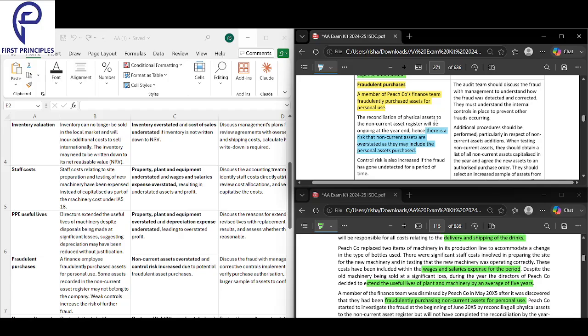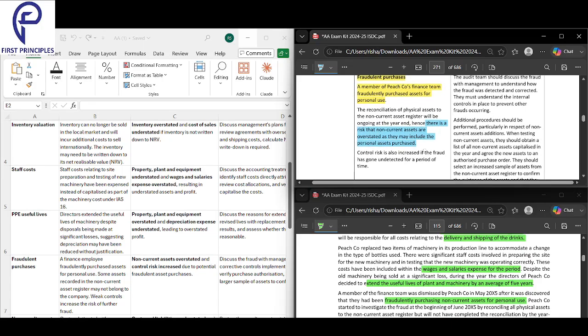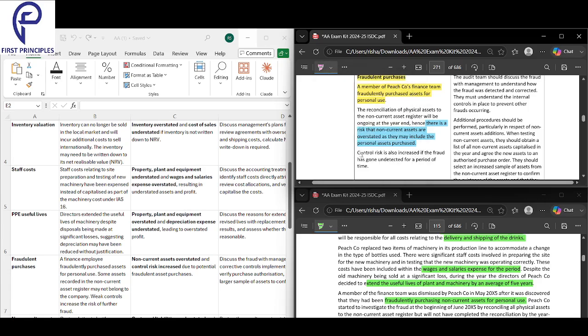Okay, the reconciliation of the physical asset register will be ongoing, and hence there is a risk that non-current assets are overstated as they may include personal assets purchased. He would have purchased more, and now they are inside non-current assets. Then your non-current assets are higher, not because your company has those assets, but because this guy would have purchased them for himself and recorded them in the company's name. So your non-current assets may be overstated. So what has happened? Your control risk has increased. This is a failure of your internal controls. So control risk is also increased now.